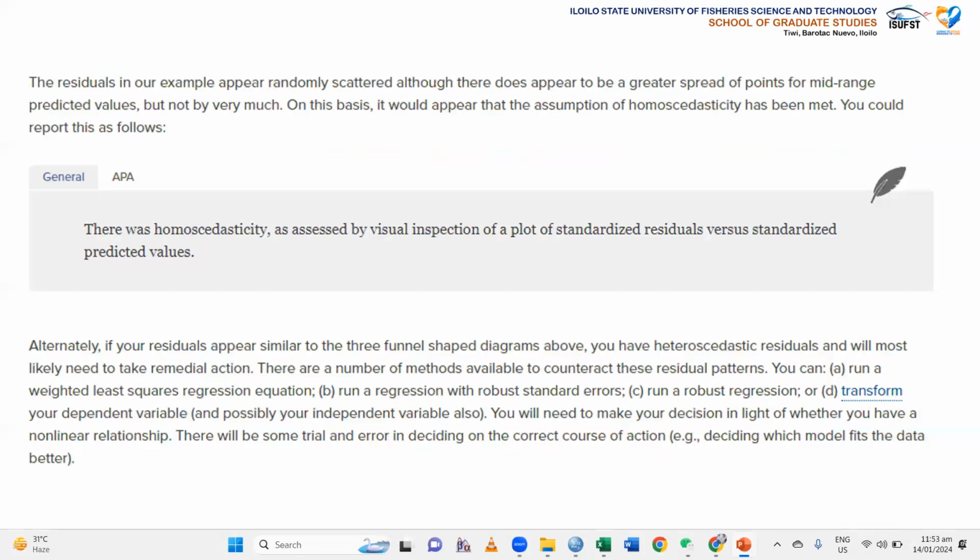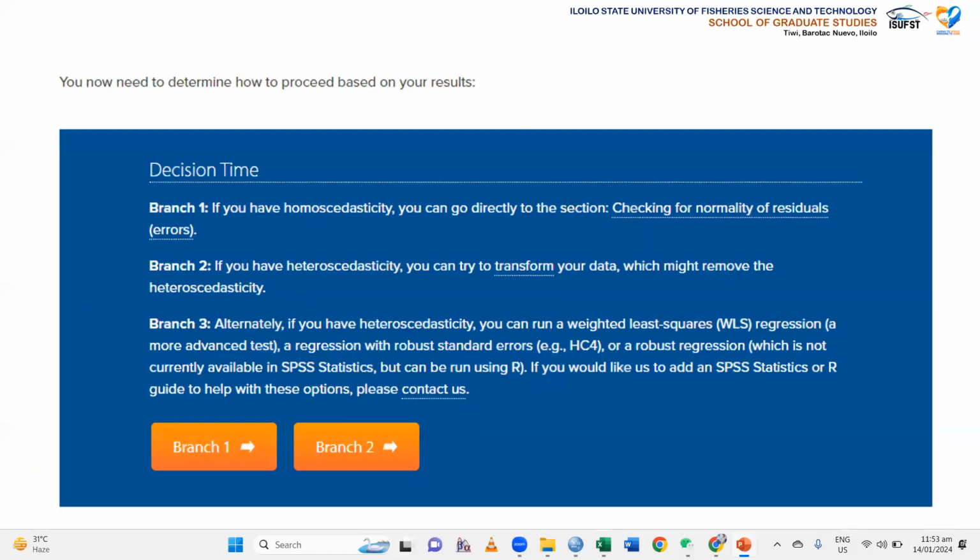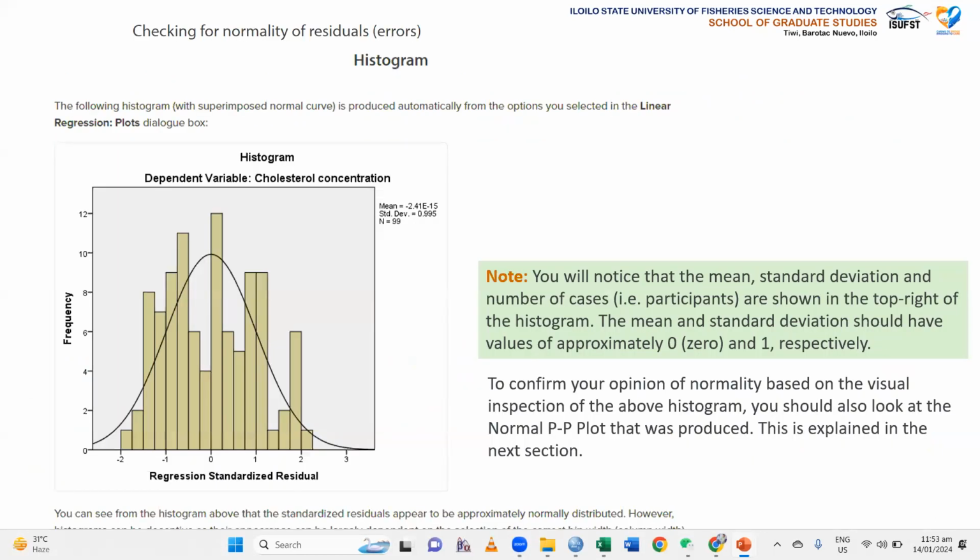So you may report if there is homoskedasticity by visual inspection in this manner. You could say there was homoskedasticity as assessed by visual inspection of a plot of standardized residuals versus standardized predicted values. Also, in our case, you could check your histogram if they exhibit or resemble a normal curve. The mean and standard deviation should have values of approximately 0 and 1 respectively for your p-plot.